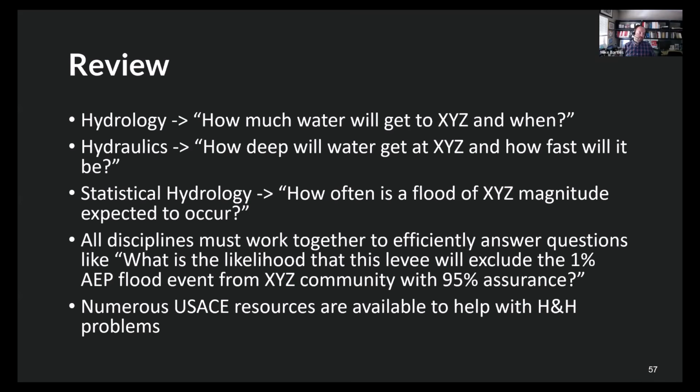We talked a lot about hydrology, hydraulics, and statistical hydrology. They can really be summarized into like how much water is going to get to a specific point and when for hydrology. For hydraulics, it's going to be like how deep is water going to get, how wide is the floodway going to look like, and how fast is it going to be flowing. And then statistical hydrology ties that together with the probabilistic concepts of like, okay, so how often is this flood of some magnitude expected to occur? So we have to answer really complicated questions like what's the likelihood of such and such a levee or structure exceeding this probabilistic flood with a certain amount of assurance. You got to do all three of those things together to answer that question. There's a lot of resources out there to help as well.